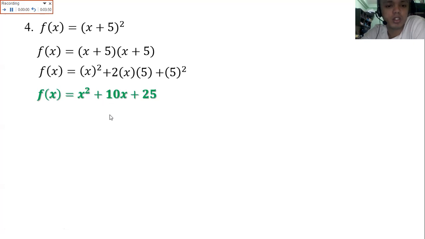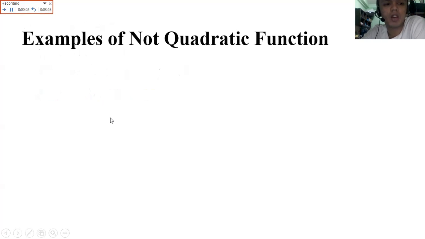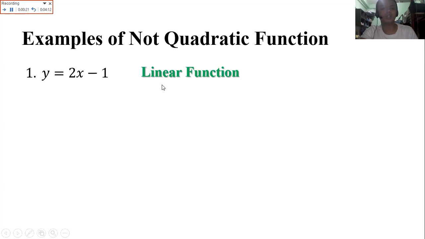So those are examples of quadratic functions. What are examples of functions that are not quadratic? We have here y equals 2x minus 1. It is not quadratic. This is called a linear function. Why? Because the degree of the leading term here is 1.